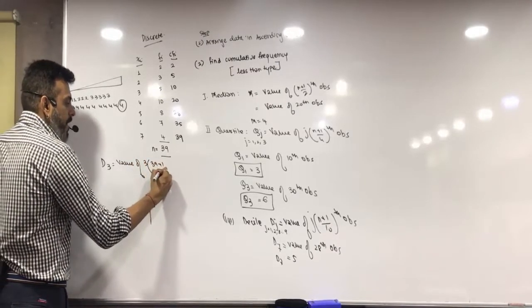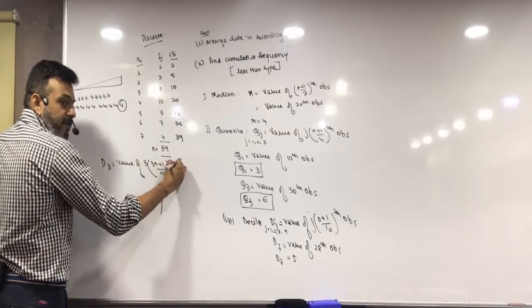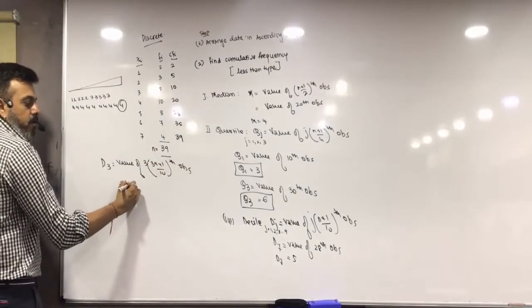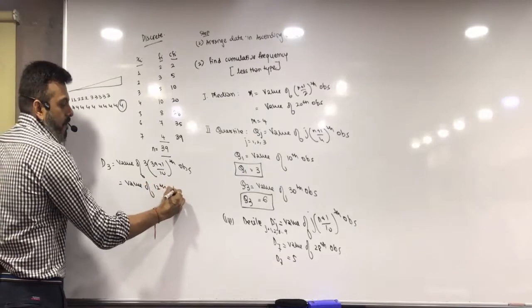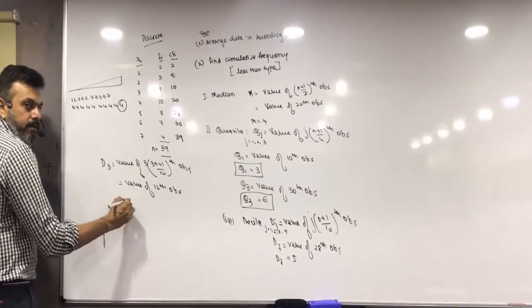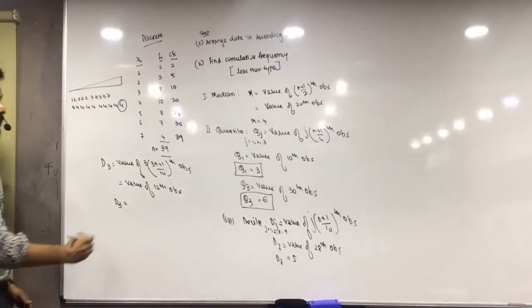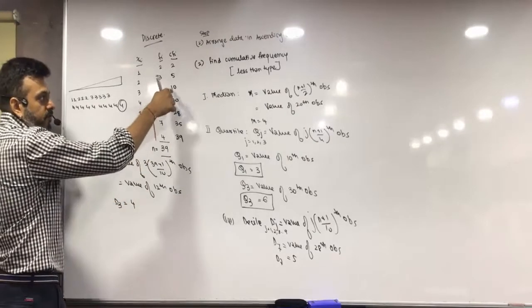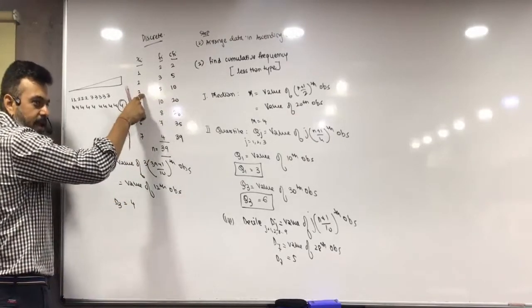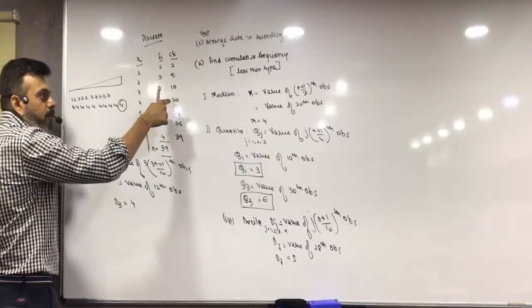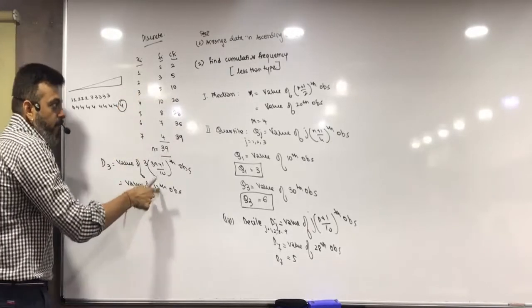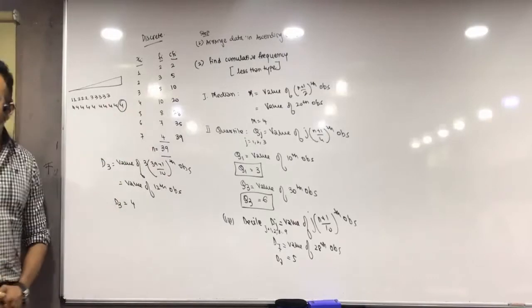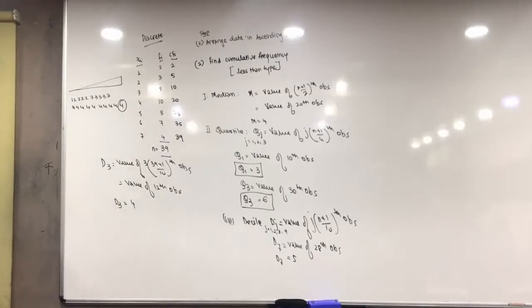39 plus 1 by 10th observation is equal to the value of the 12th observation. Now can you tell me what is D3? D3 is equal to 4, because up to the 10th observation it is 3, and 11, 12, 13 up to the 20th observation are 4. So the 12th observation is also 4. Understood this? All of you?